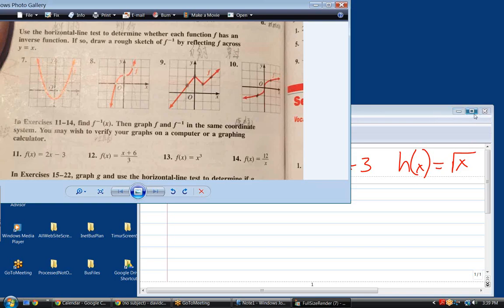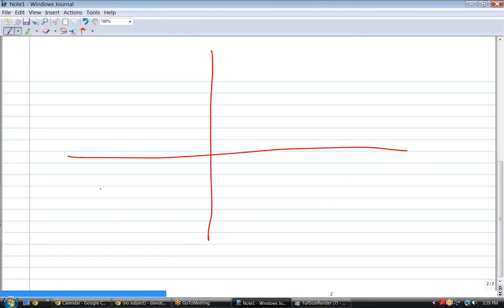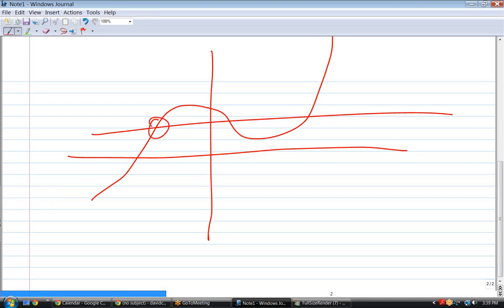Okay. Let's look at some examples here. If I'm looking to pass the vertical line test, is that passing? Yeah. That makes it a function. Now, in order for this function to have an inverse, it has to be 1-to-1, which means it has to pass the vertical and the horizontal line test. Does this function pass the horizontal line test? No, because if I draw a horizontal line there, I get 3 different values.